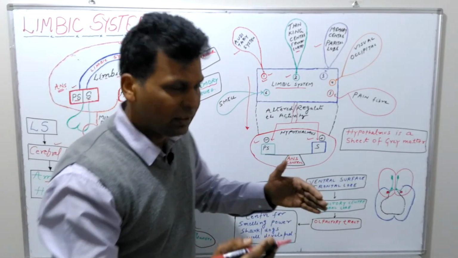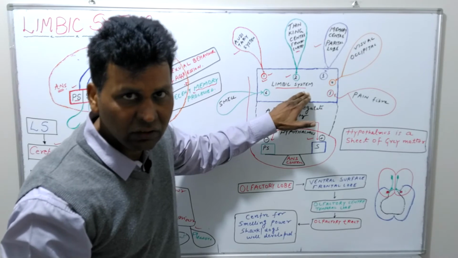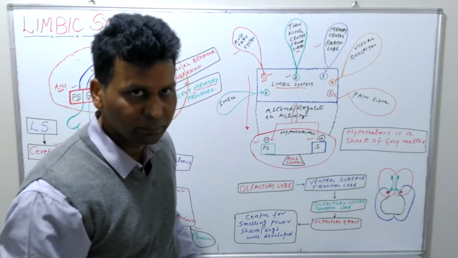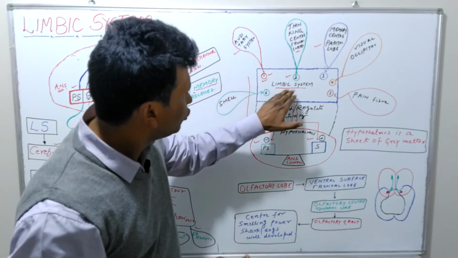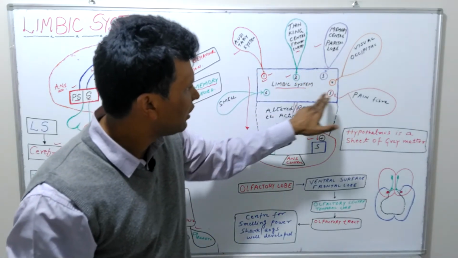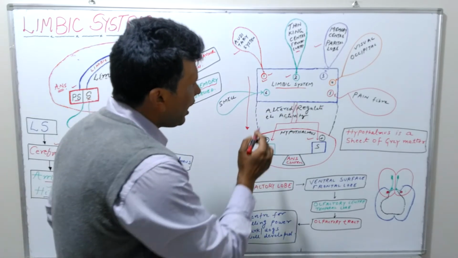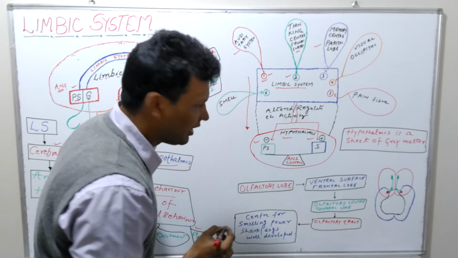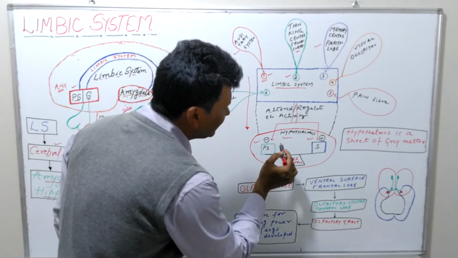What I mean to say is that all the emotional activity, behavior, everything comes to your limbic system. Now this limbic system is attached to your hypothalamus, and the hypothalamus is the center.